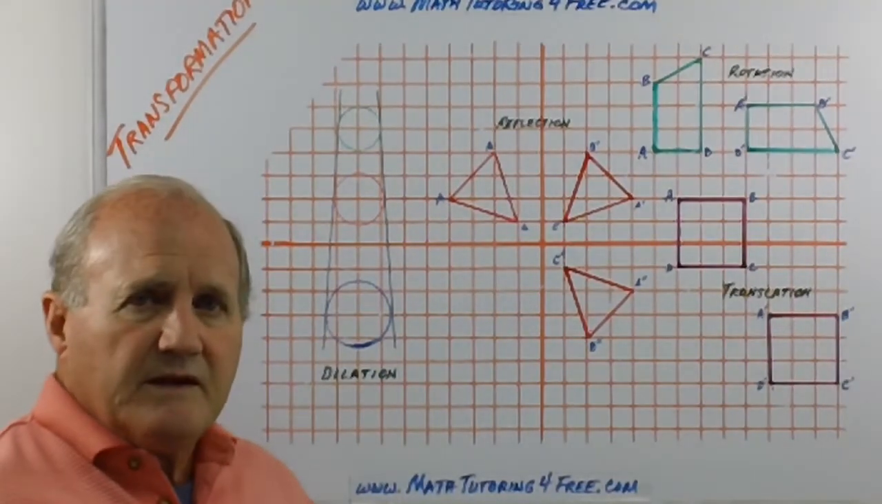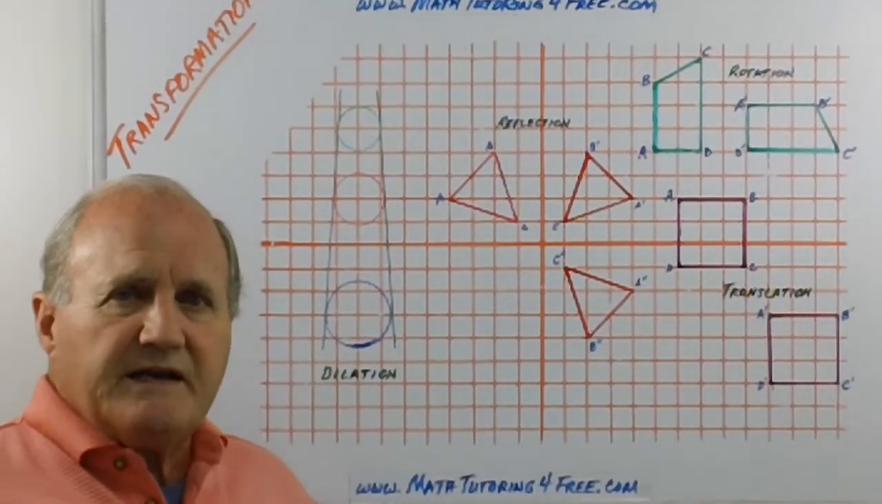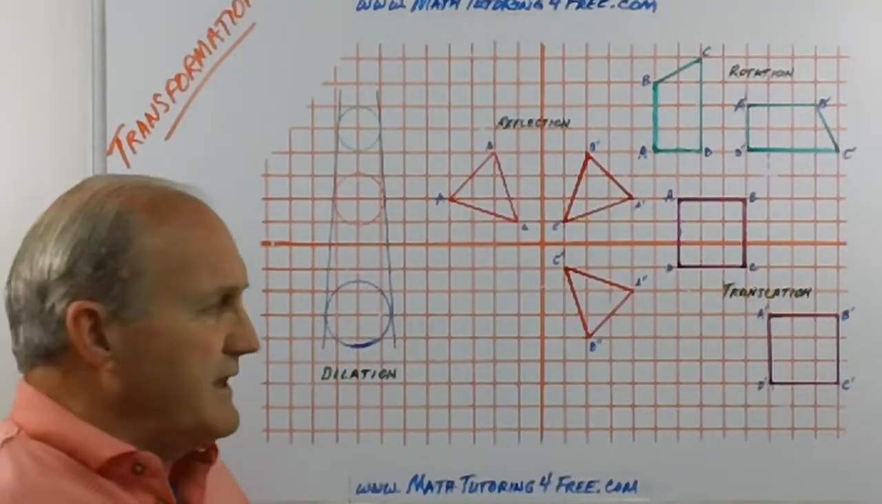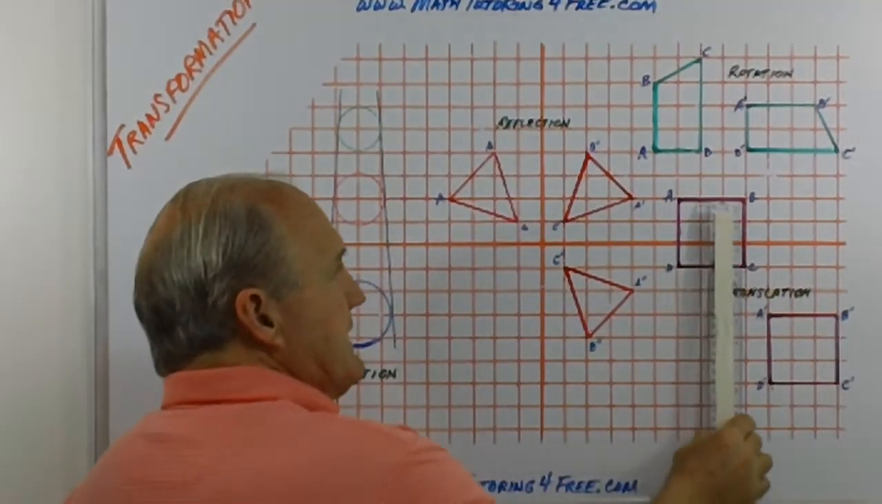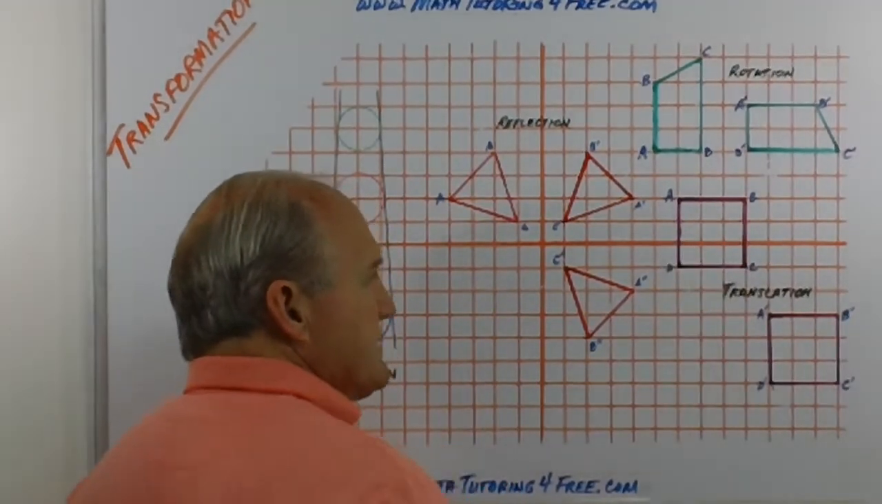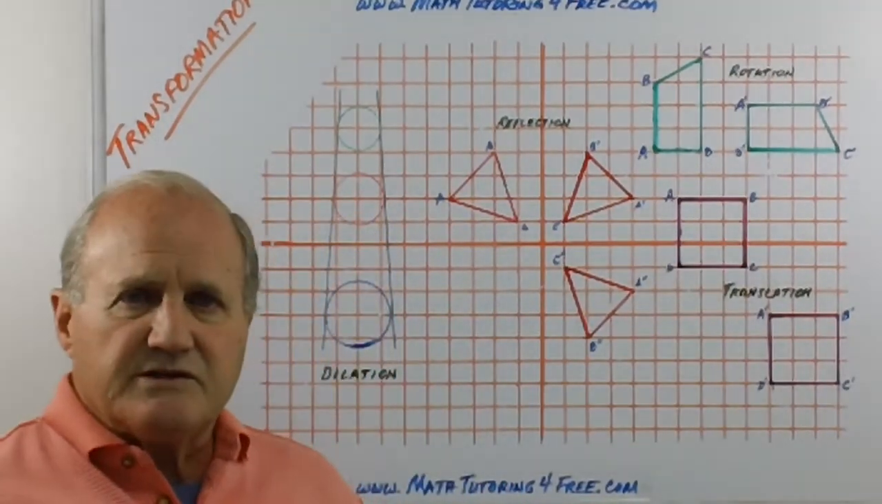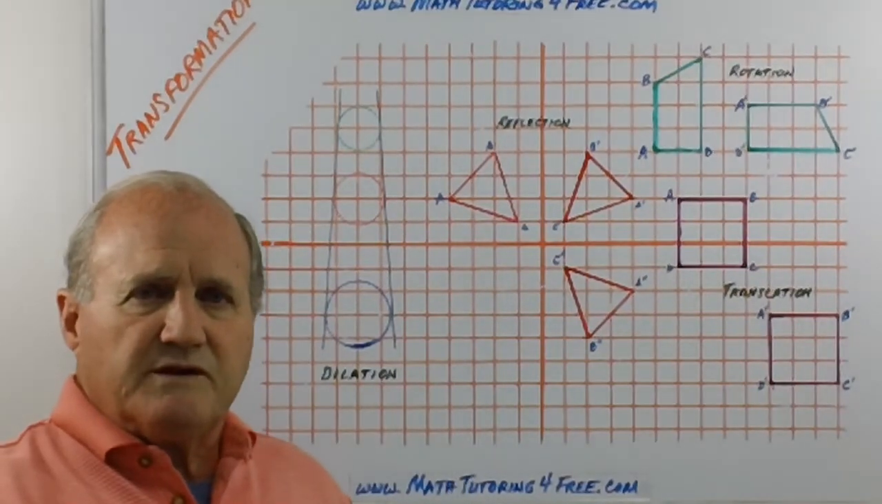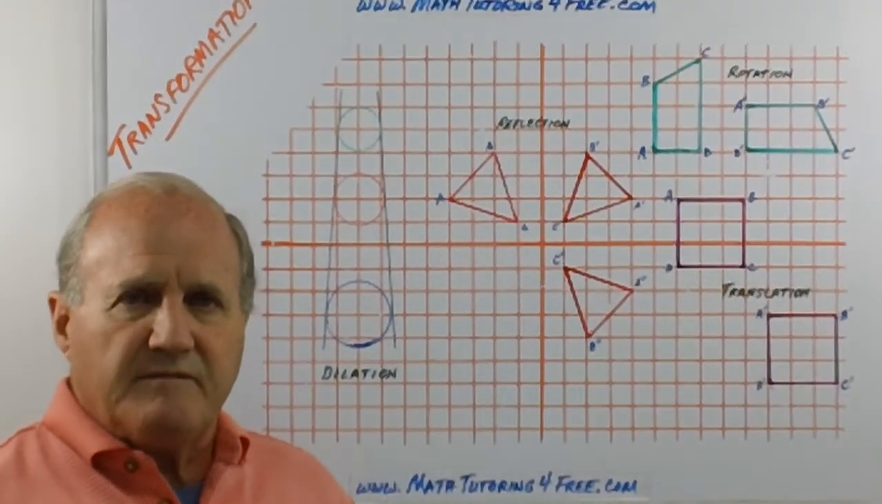Translation is nothing more than sliding it. If you think of it sliding, in other words, the orientation of the figure, in this case it happens to be a square, the rotation doesn't change. What we're doing is moving it left to right, up or down.